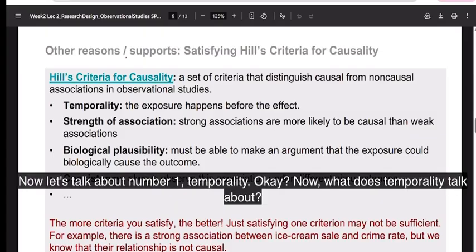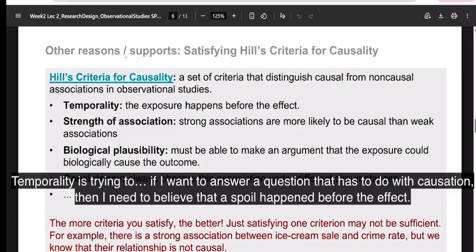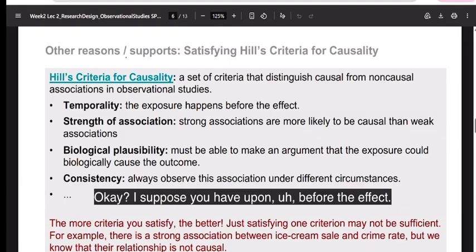Now let's talk about number one, temporality. What does temporality talk about? Temporality is trying to say, if I want to answer a question that has to do with causation, then I need to believe that exposure happened before the effect. Exposure has to have happened before the effect.